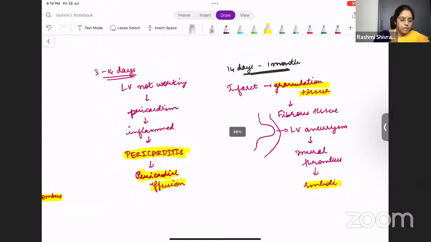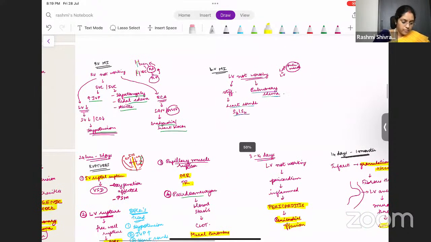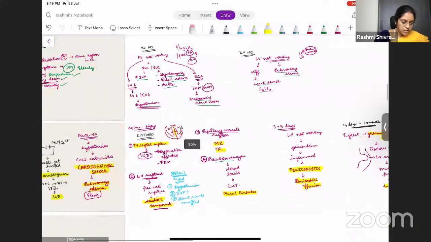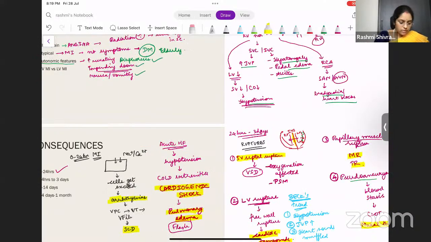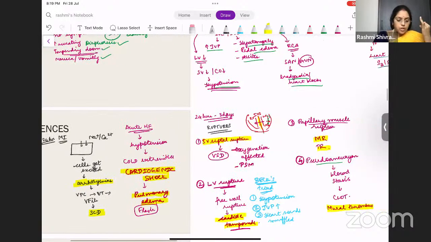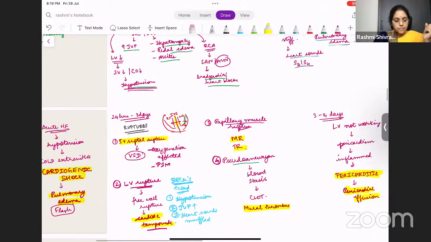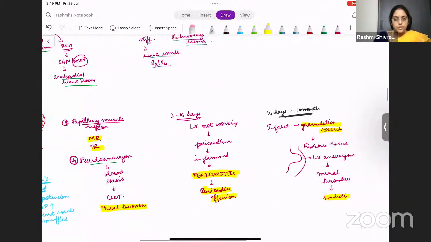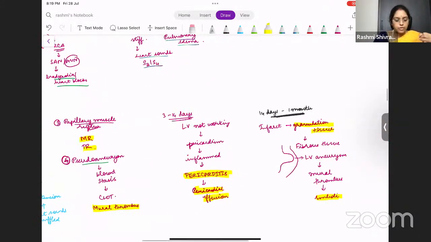This causes emboli. So we have now revised what all happens in the cause of complications. From 0 to 24 hours, what all do we see? Arrhythmia, sudden cardiac death, cardiogenic shock, and pulmonary edema. Within the first 3 days, what happens? There are ruptures: interventricular septal rupture, left ventricular rupture, or papillary muscle rupture, and the pseudoaneurysm. Within the first 2 weeks, there can be pericarditis or a pericardial effusion.